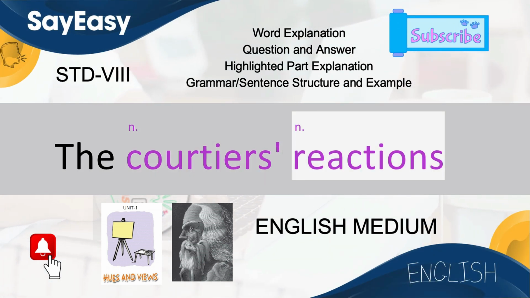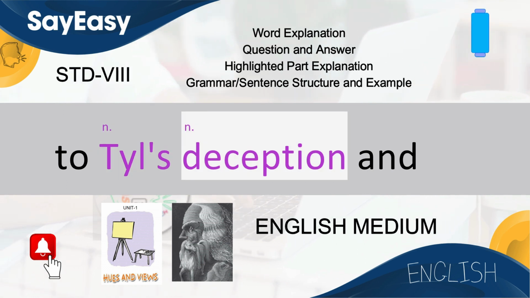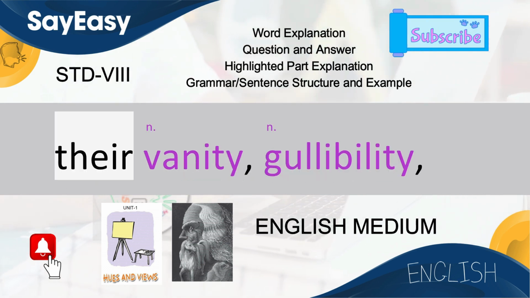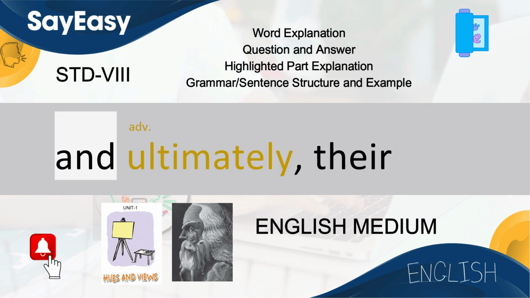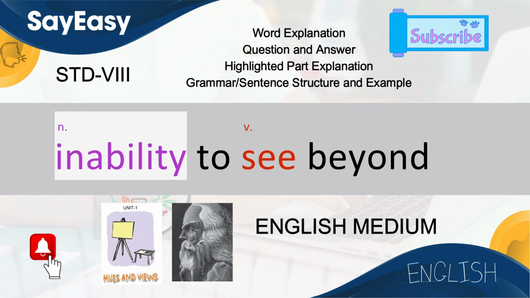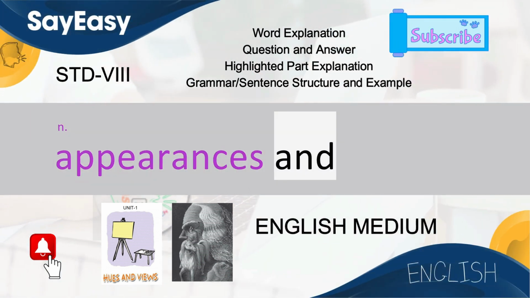Courtiers' reactions to Tyval's deception and departure. The courtiers' reactions to Tyval's deception and departure, revealing their vanity, gullibility, and ultimately, their inability to see beyond appearances and superficiality.